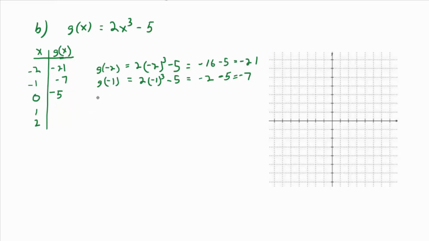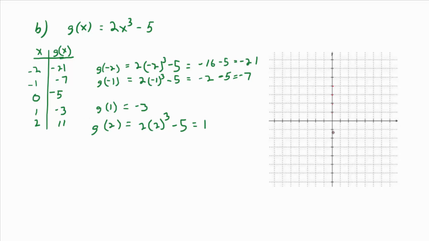Okay, g of 1, what do you get for g of 1? We get 2 times 1 cubed minus 5, -3. G of 2. That's going to be what? 2 times 2 cubed, which is 8, 16 minus 5. 11 maybe? That'll be enough points. Plot it.